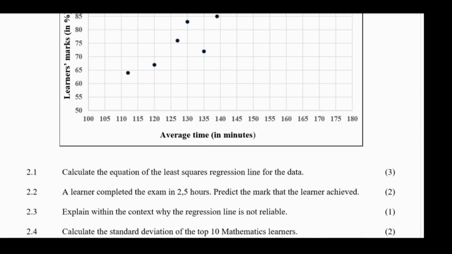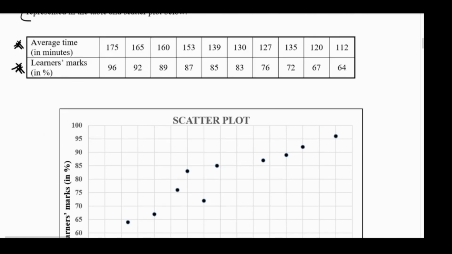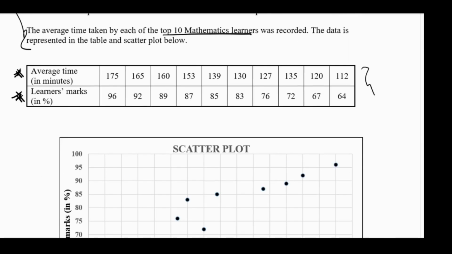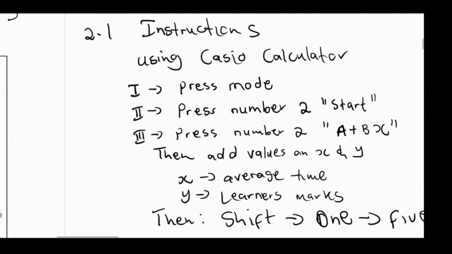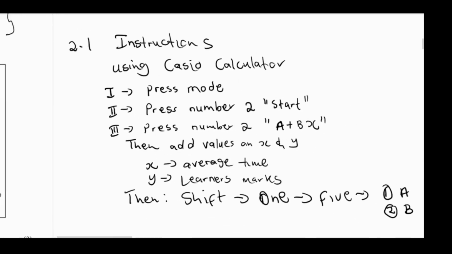the average time. So in 2.1 it says to calculate the equation of the least squares regression line, right? We all know the least squares regression line. For us to find that equation, which is y equals a plus bx, the equation of the regression line, you need to punch in these values in this table here. This average time would be your x, and these learner marks would be your y, right? So these are the instructions that I just wrote for you to find the regression line.